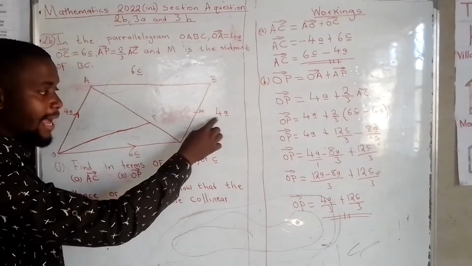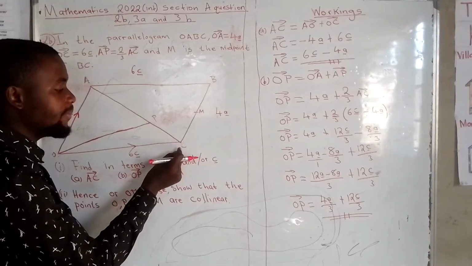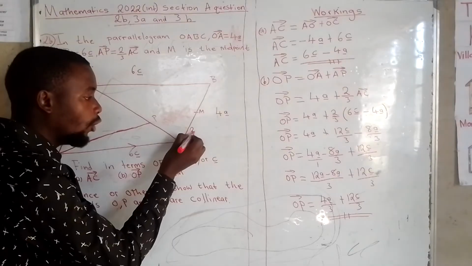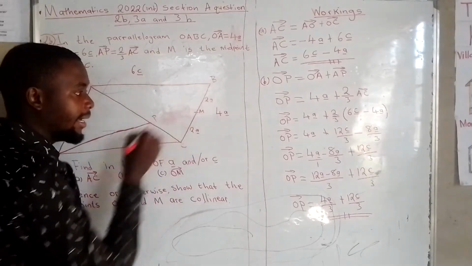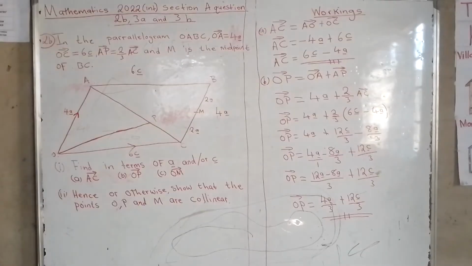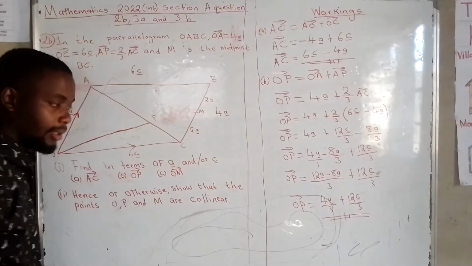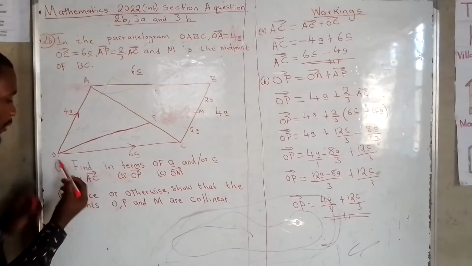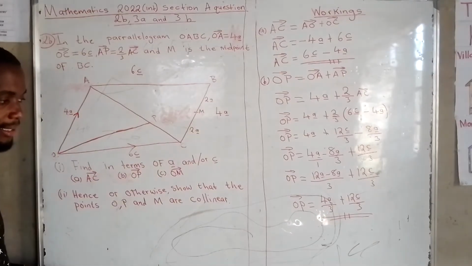Which means, for example, this root we have said it is 4 vector A. Since it is 4 vector A, which means from C to M we have 2 vector A. Even from M to B we're having 2 vector A. So 2 vector A plus 2 vector A is 4 vector A. That is the principle, because that is the midpoint. Since it is the midpoint, these two are half. This one is half of this one, even this one is half of this one. So if I want to move from O to M, I'll just say OC plus CM. As simple as that. That is my OM.